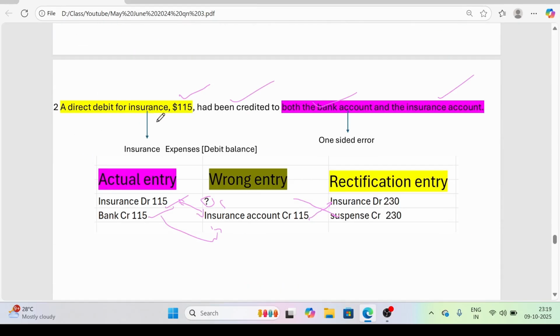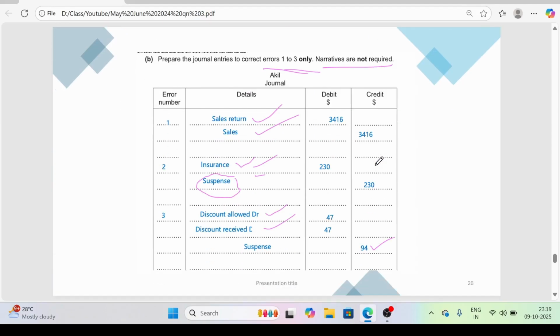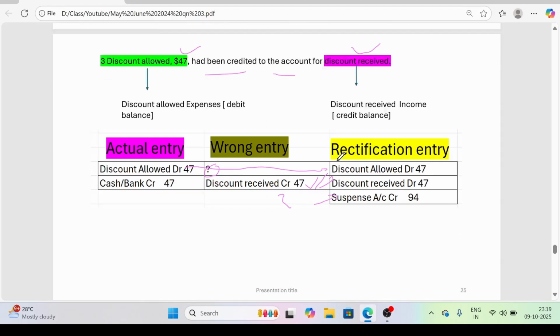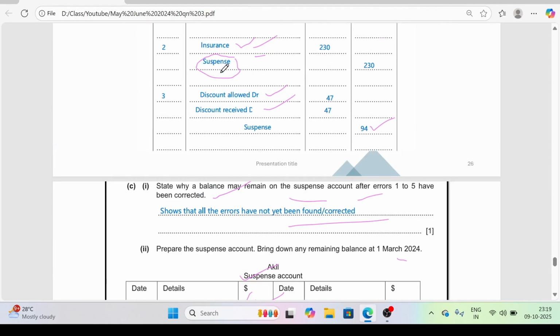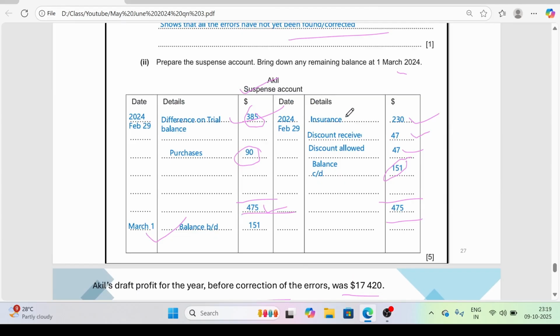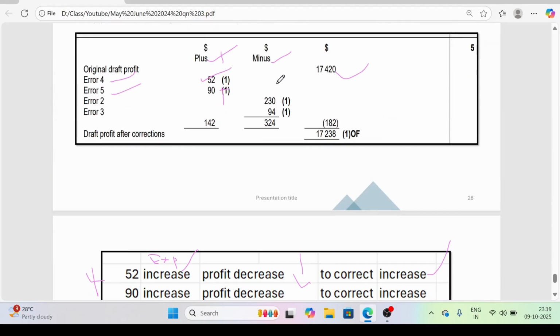Error 2 here. A direct debit for insurance 115 had been credited to both the bank account and the insurance account. Insurance account is an expense account, right? Expenses decreased. Expenses decrease means what will happen? Credited means decreased. Now, insurance debited, suspense account credited. And one more hint I will tell you. In the suspense account, credit side figure. One more keyword: suspense account, credit side item. Insurance here 230. This one, what are you supposed to do? You have to minus.